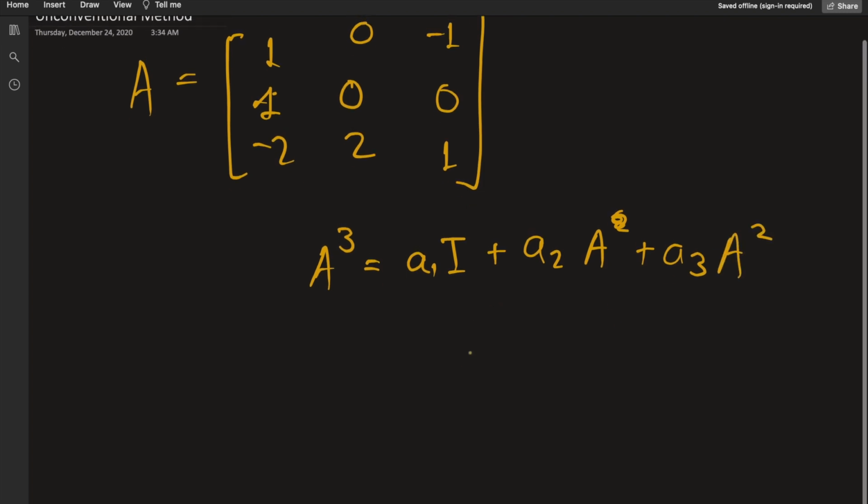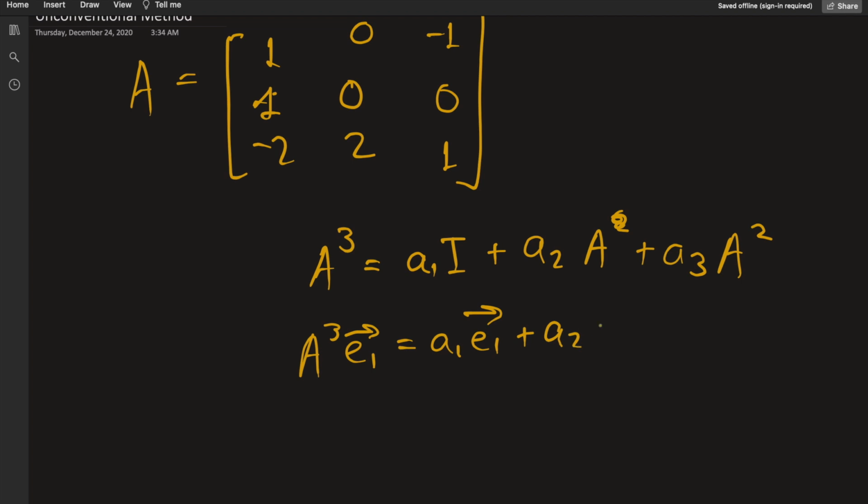I have this crazy idea, but then I say, these are just matrices. I mean, it's harder to perform row reduction or even solve a system of equations with matrices. So I just multiply a standard basis vector, call it E1, on the entire system. So I just have a1 E1 plus a2 A E1 plus a3 A squared E1.